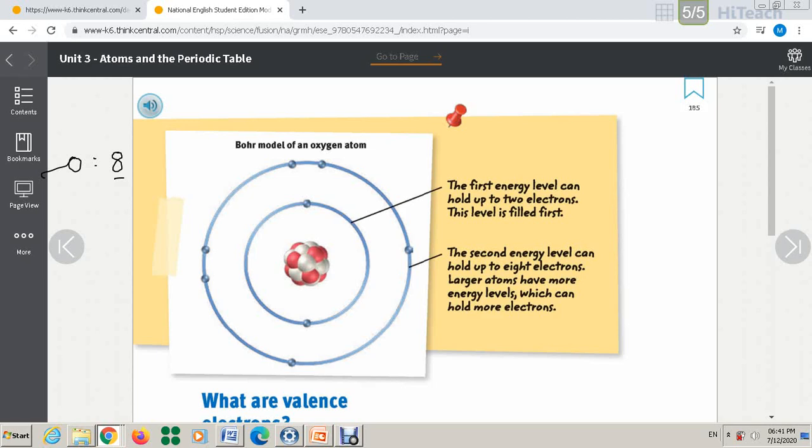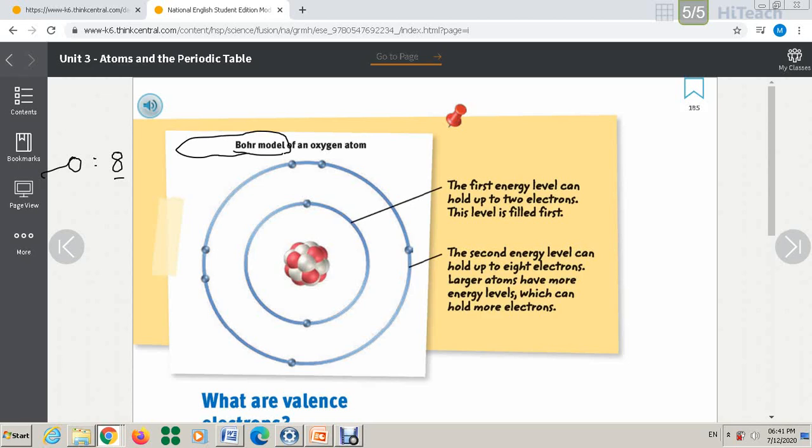From this model, I'll ask you some questions to make sure that you understand. The first question: what type of model is being used to show the oxygen atom? What is the name of this model? As you know, it's the Bohr model. So this is the answer.